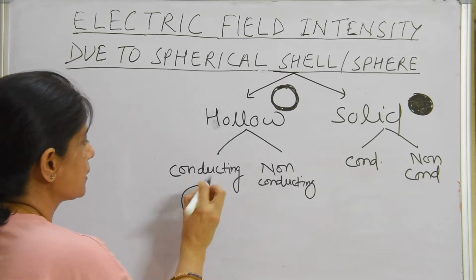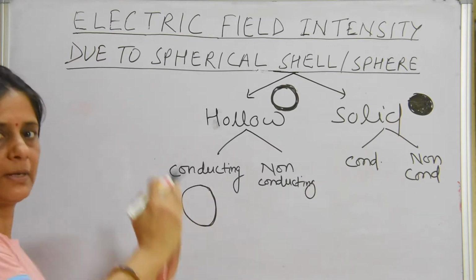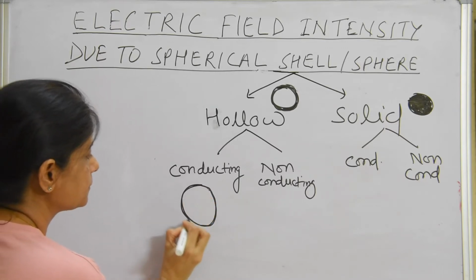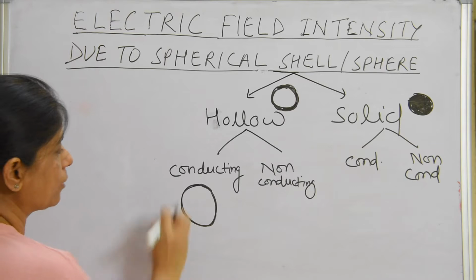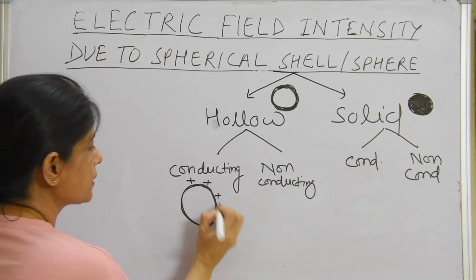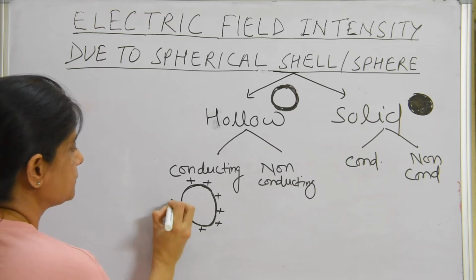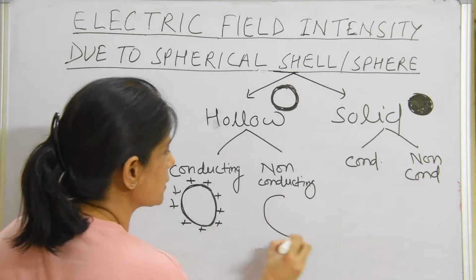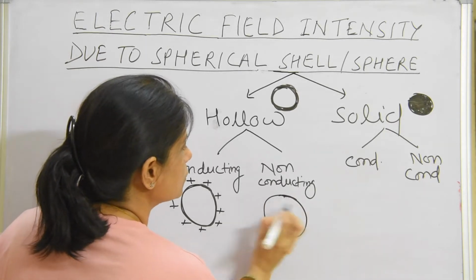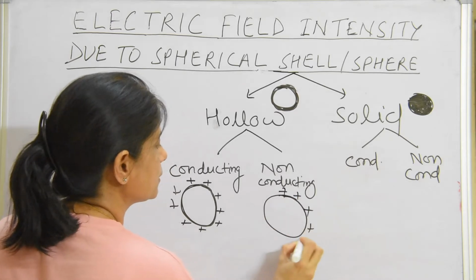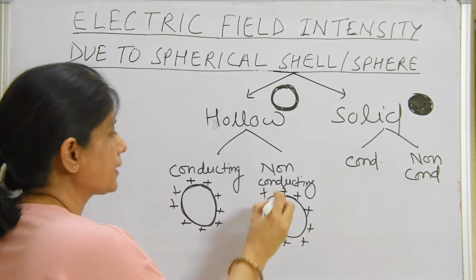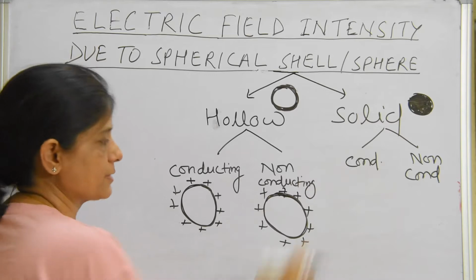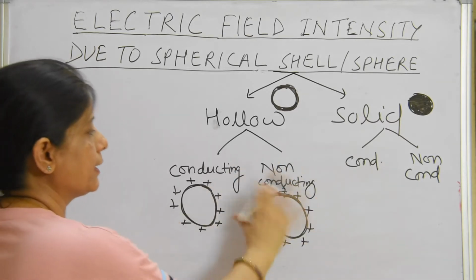If you give it charge, it would conduct, meaning it will spread the charge outside. If you give charge to this hollow sphere, since it has only this surface, the charge would spread outside. Non-conducting, since it is non-conducting and hollow, you can give charge to its surface only. Since it has only this surface where charge can reside, the charge would automatically come on the surface.